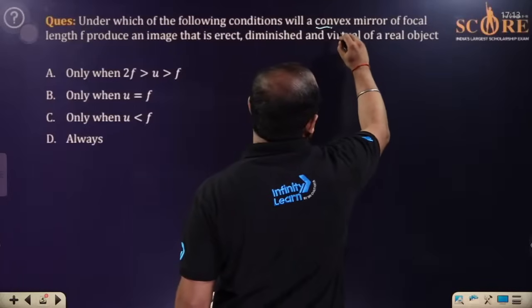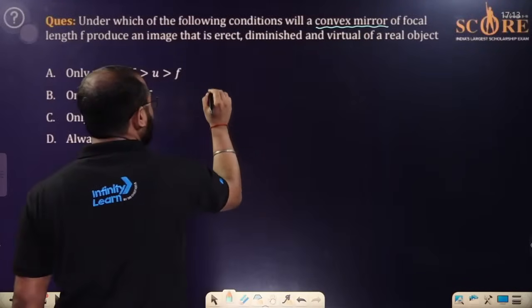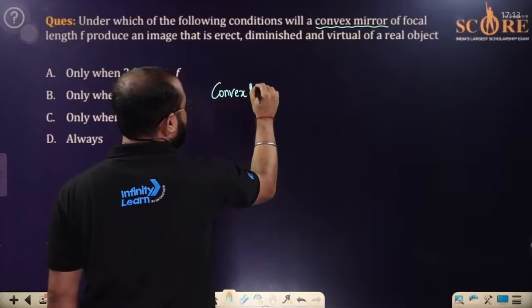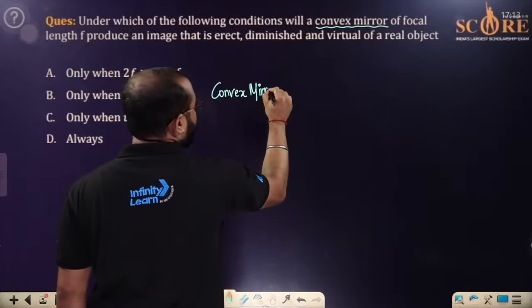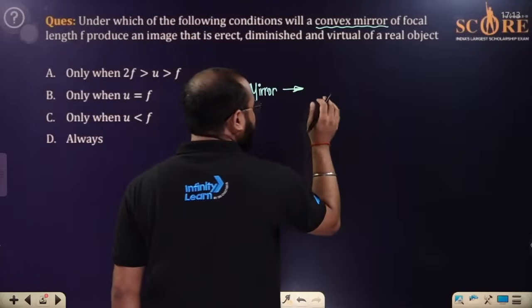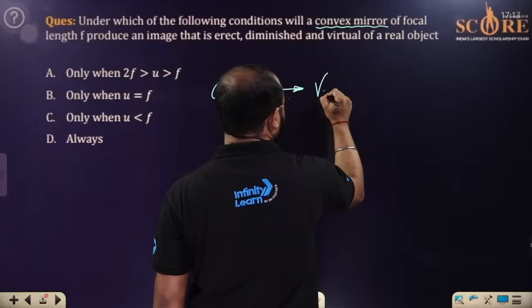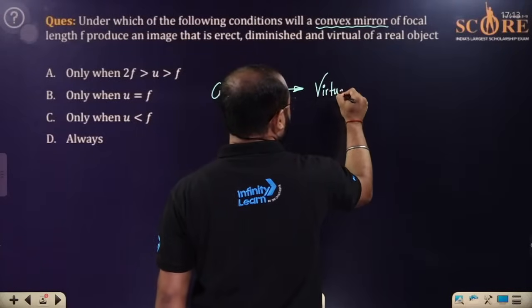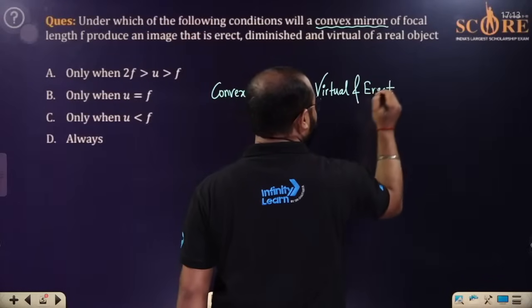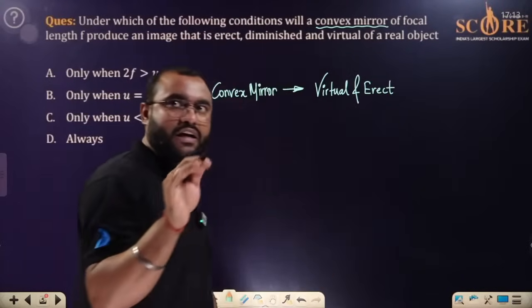We are talking about the convex mirror, everyone. So if you know anything about the convex mirror, we know in a convex mirror it is making only one kind of image, that is virtual and erect every single time. Virtual, erect and diminished also. Virtual, erect and diminished every single time.